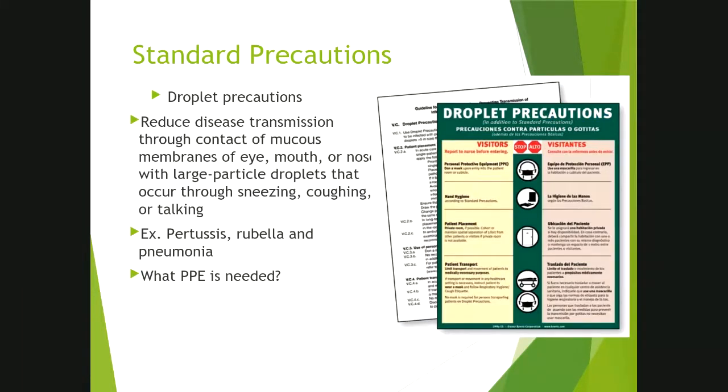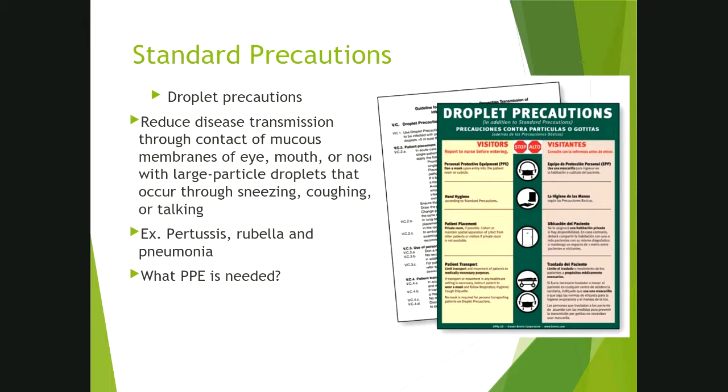Droplet precautions. This is to reduce the disease transmission from contact of mucous membranes, eye, mouth, nose. Large particle droplets that occur through sneezing, coughing, and talking. So droplet precautions, droplets are big particles, so they're 5 microns or more. Pertussis, rubella, and pneumonia are some examples of droplet. Influenza, the flu, would also be a droplet precaution.